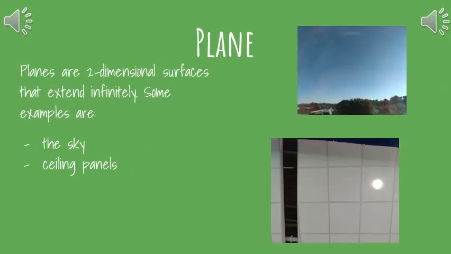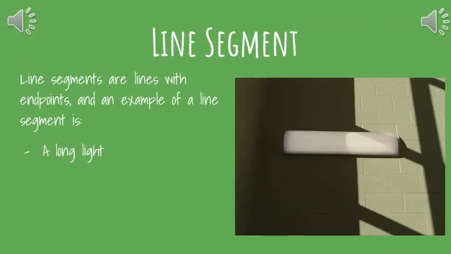Planes are two-dimensional surfaces that extend infinitely. Some examples are the sky and ceiling panels. Line segments are lines with endpoints. An example of a line segment is a long light.